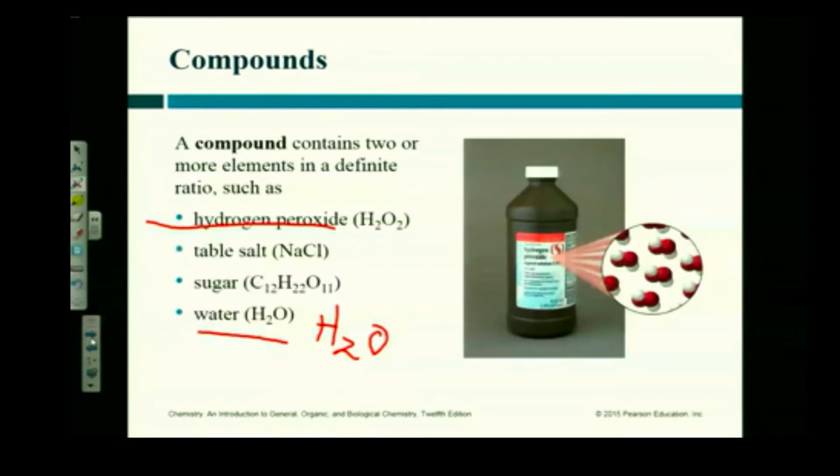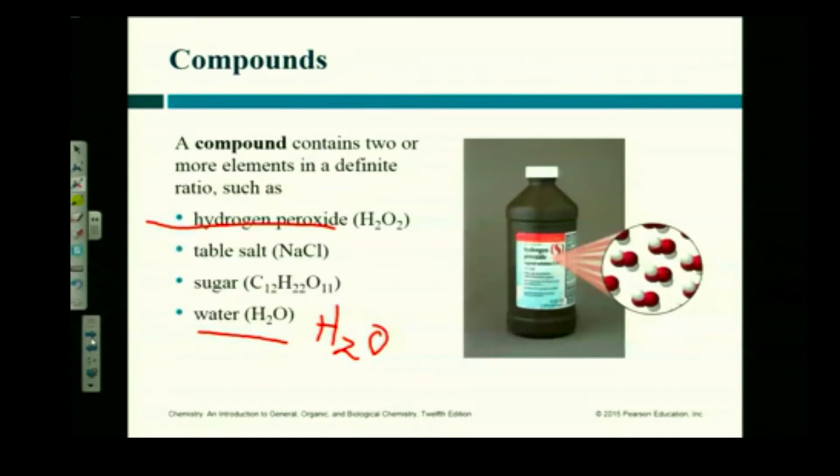Table salt, sodium chloride: 1 sodium, 1 chloride. Sugar, in this ratio, 12 carbons, 22 hydrogens, 11 oxygens. Okay? And it acts a certain way in this ratio. That's what defines it as being sugar. These are all compounds, mixtures of elements in a fixed ratio.